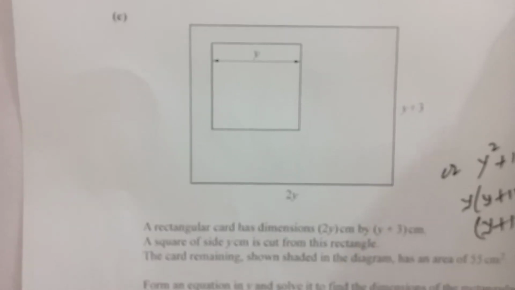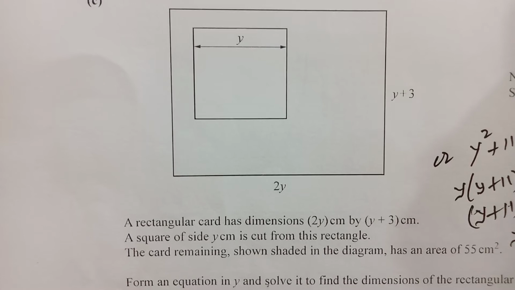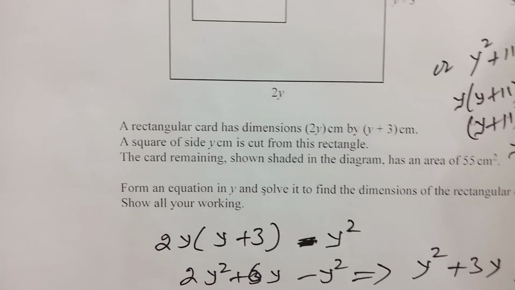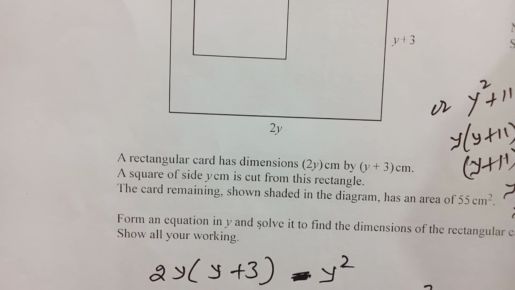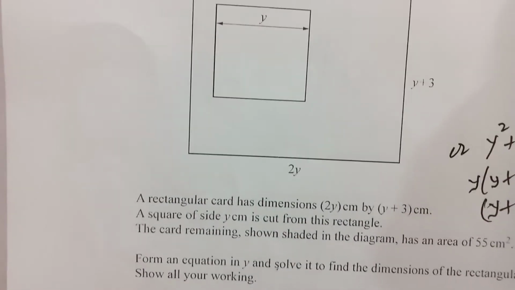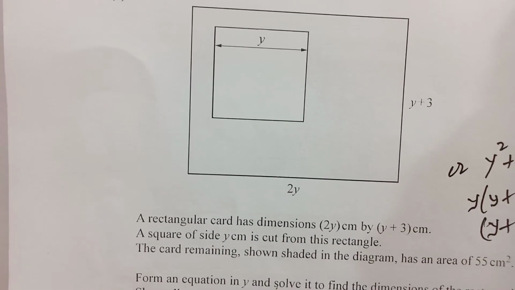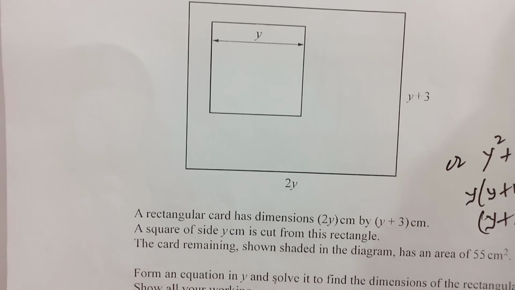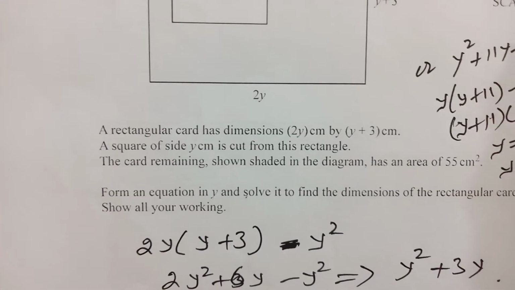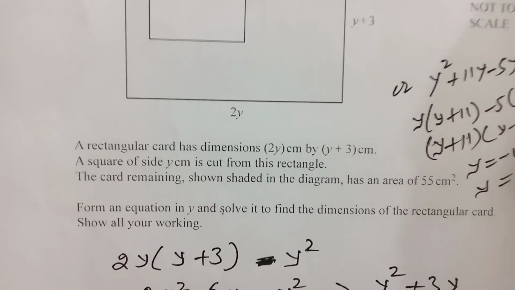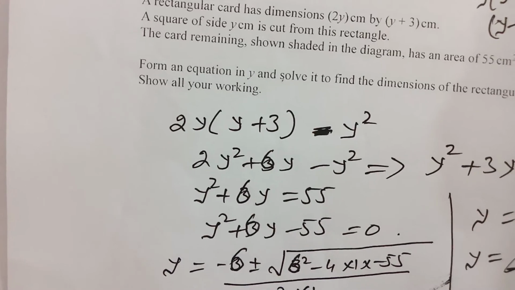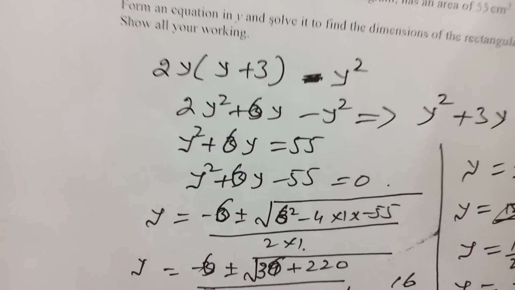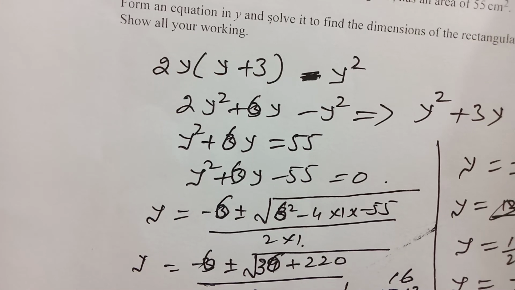In C part, he has given a rectangle with dimensions 2y and y plus 3. The area of the rectangular wooden block is given as 55 centimeters square. He is asking for the remaining area after removing the square of dimension y from the wooden block. So form an equation in terms of y, which you have to prove. So 2y into y plus 3 minus y square is the remaining area. So this will be equal to 55. He is asking for the value of y.